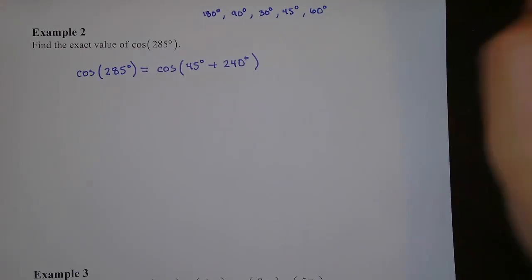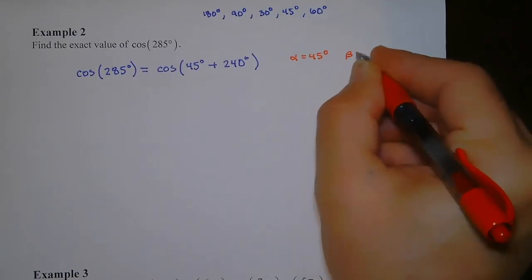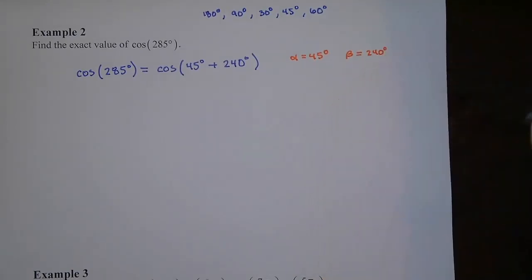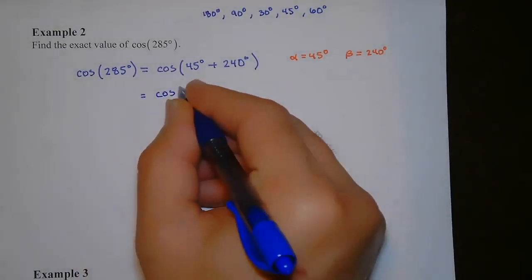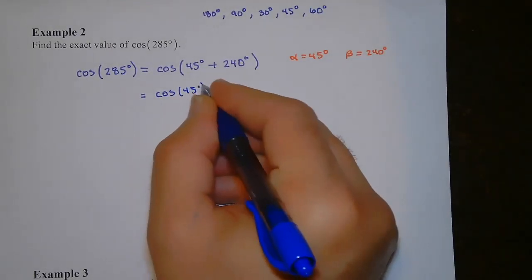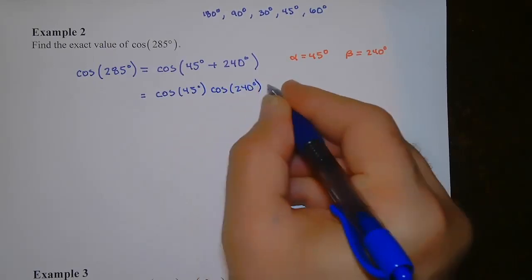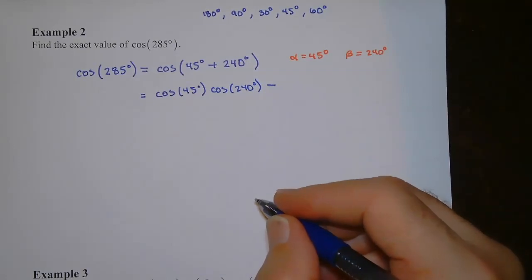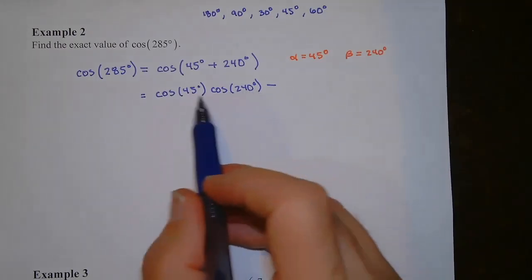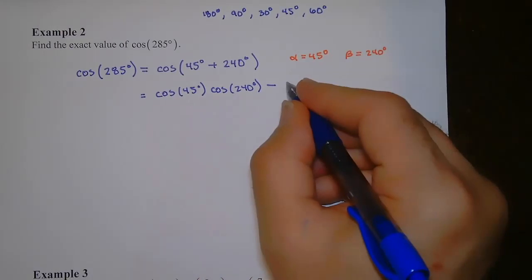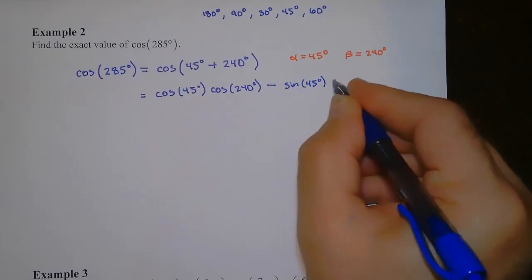So in this case, my alpha is equal to 45 degrees and my beta is equal to 240 degrees. And I am adding, right? So this is equal to cosine of 45 degrees, cosine of 240 degrees, minus, because it's the opposite for cosine, right? If you're adding here, you're going to be subtracting here. So cosine of alpha, cosine of beta, minus sine of alpha, which is 45 degrees, sine of 240 degrees.